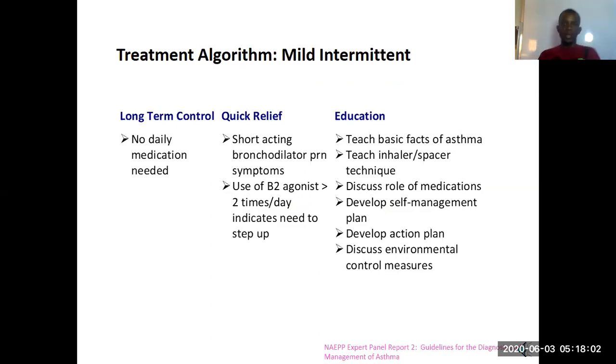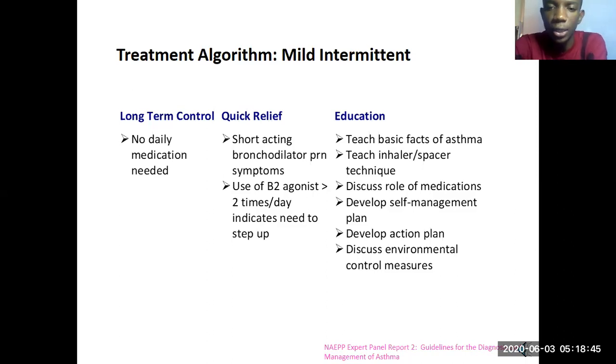Now, the treatment algorithm in mild intermittent asthma. In the long-term control, no daily medication is needed. With quick relief, you need to ensure that your patient has a short-acting bronchodilator as required for symptoms, and use of the beta-2 agonist twice per day indicates the need to step up. So if you notice that your patient has started using the inhaler or the beta-2 agonist twice in a day, you know that the asthma condition is starting to worsen.